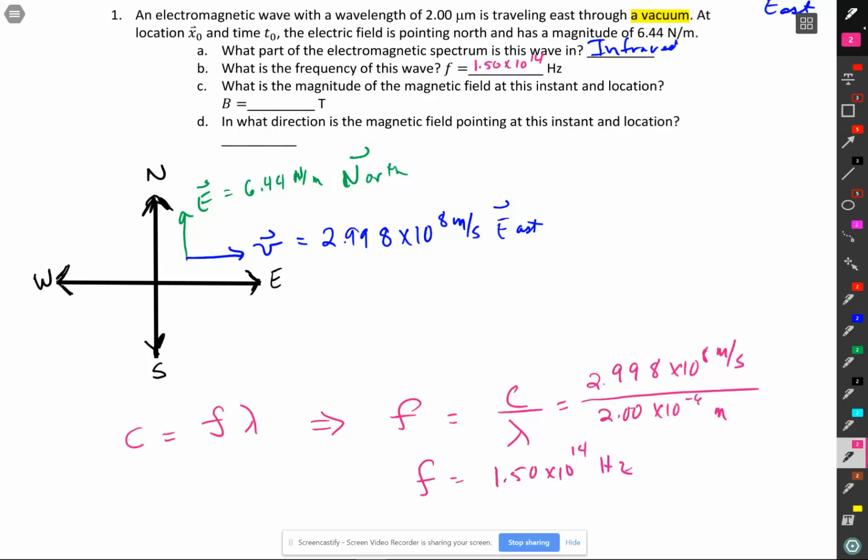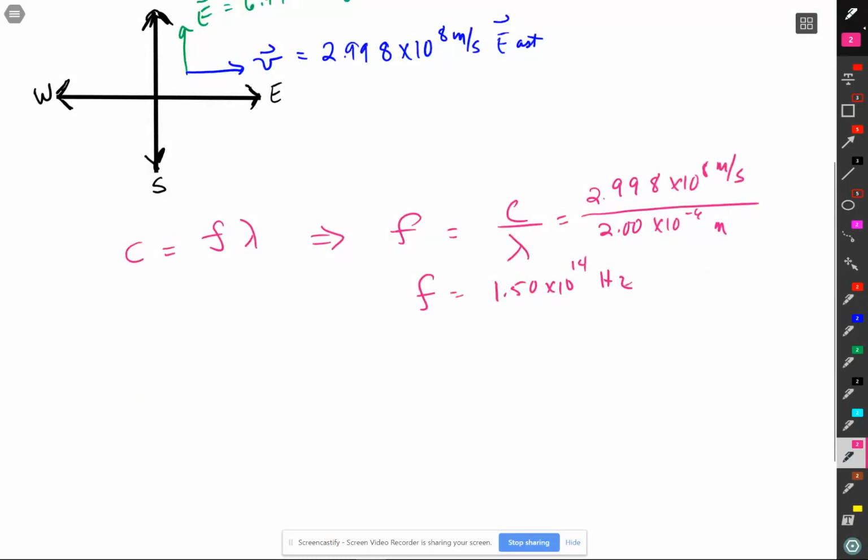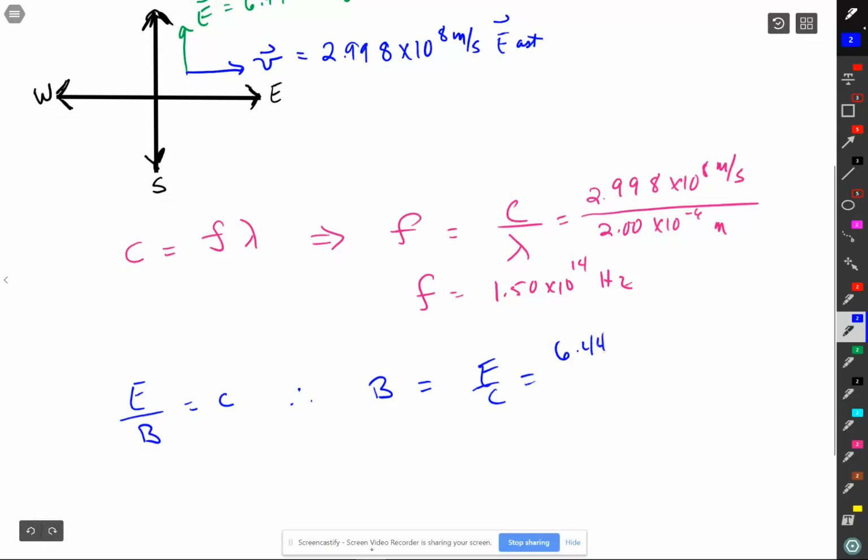It's in equation 24.3. And so equation 24.3 says that the electric field strength divided by the magnetic field strength at any instant is equal to the speed of the wave. So in this case, we want to solve for B. So B is equal to E over c. And so I take my electric field strength, which was 6.44 newtons per coulomb, divided by my speed of light, 2.998 times 10 to the 8th meters per second.